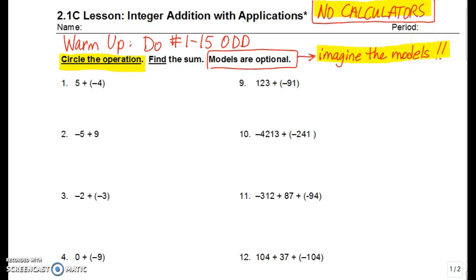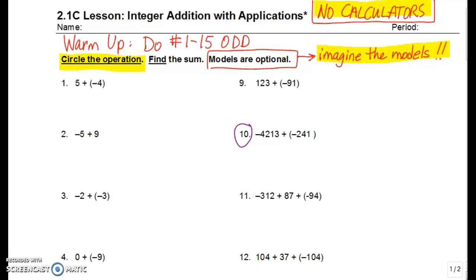So when I say imagine them, I'll tell you what I mean. What I'm going to have you do is numbers 1 through 15 odd, but I want to demonstrate two of the even problems for you so we can talk about the philosophy here. So I'm looking at number 10, which is negative 4,213 plus negative 2,041. These are all negative tiles, and you can just imagine them all lined up. They're all shaded in, all colored tiles.